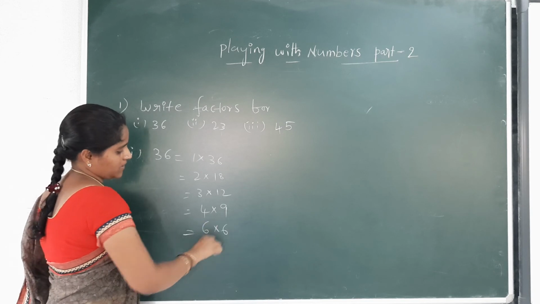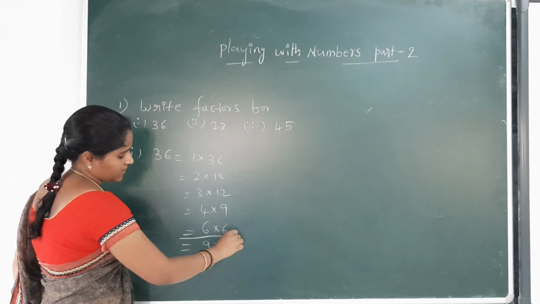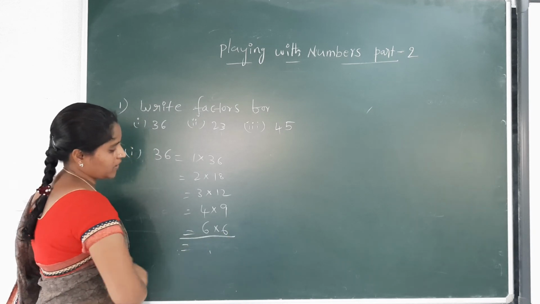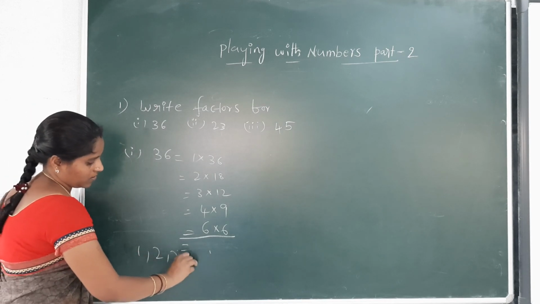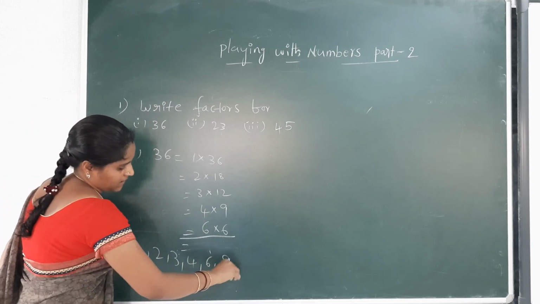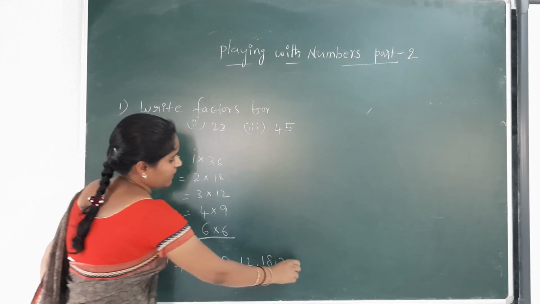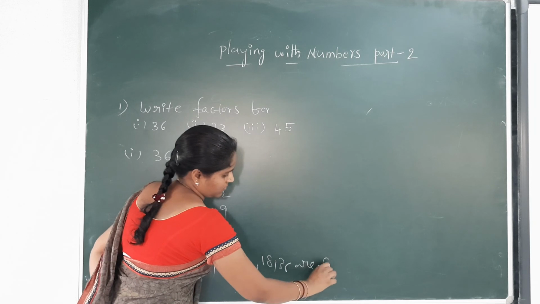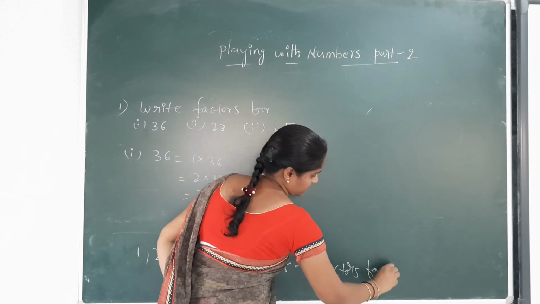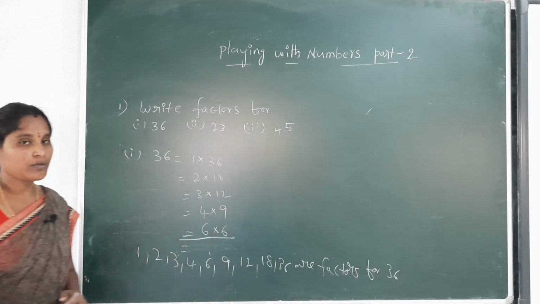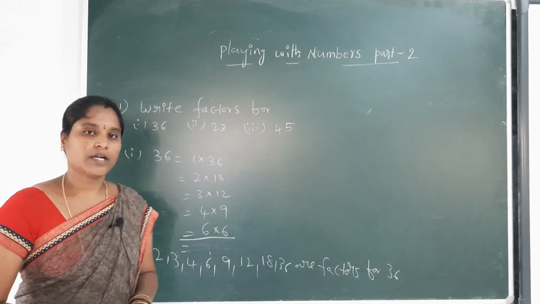Again, 6 times 6. Next, 9 times 4. Again the factors are repeating, which means that up to here is enough. What are the factors of 36? 1, 2, 3, 4, 6, 9, 12, 18, 36 are the factors of 36. We have to find factors like this for these two problems also. Next, we will continue in our next class.